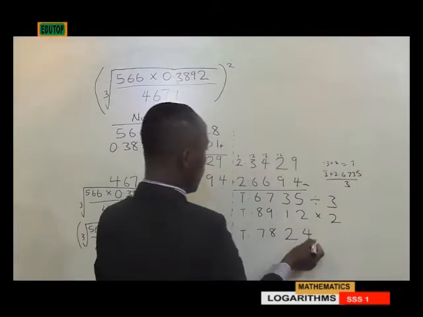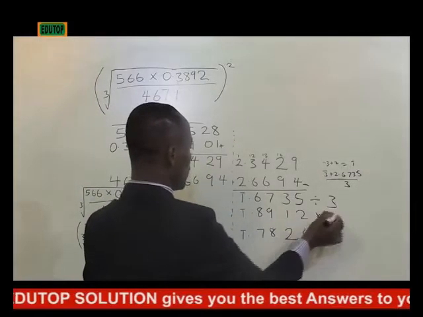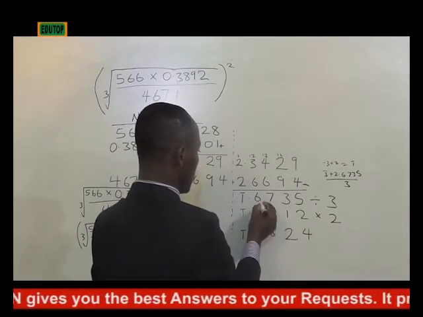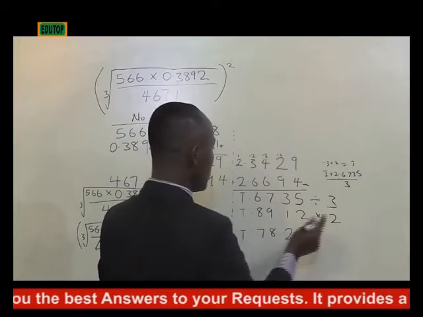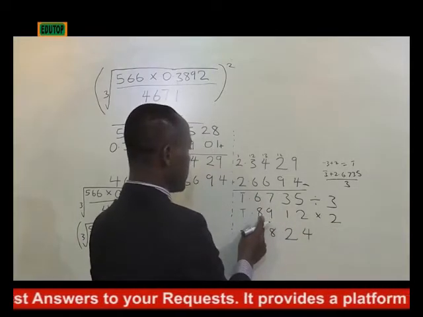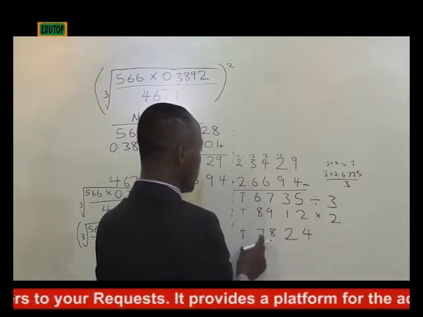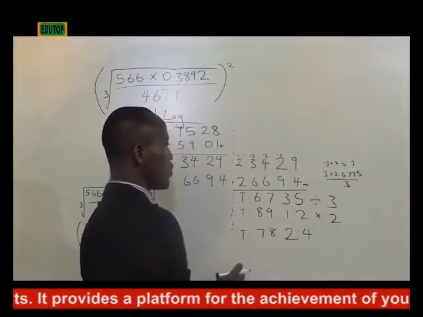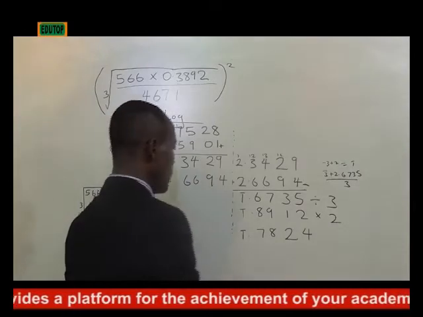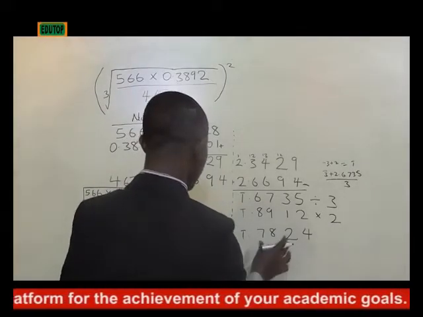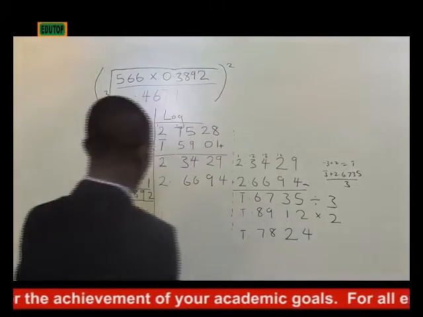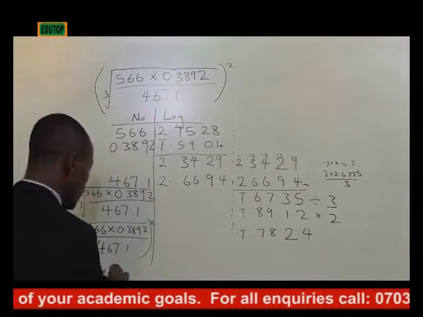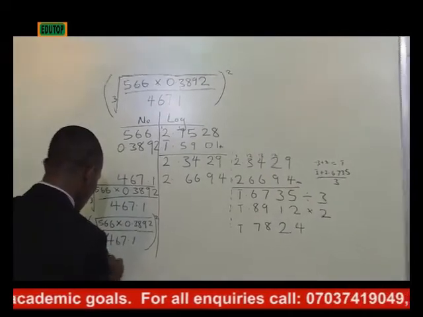2 times 2 is 4, 2 times 1 is 2, 2 times 9 is 18, so we just keep our 1 somewhere, and then 2 times 8 is 16, 16 plus 1, that's 17, so we write 7, we keep our 1. 2 times minus 1 is minus 2, minus 2 plus 1 is minus 1. So this is the value for which we will now find the antilog.